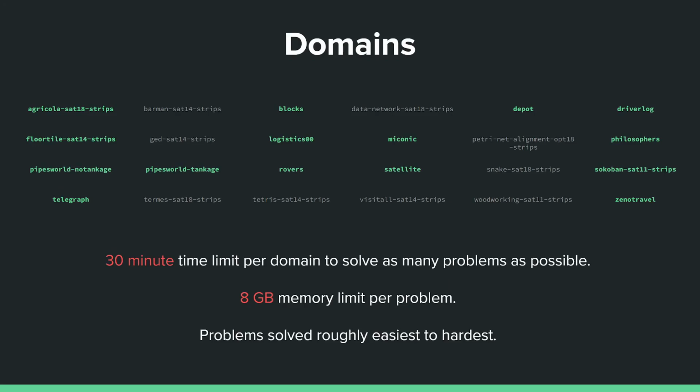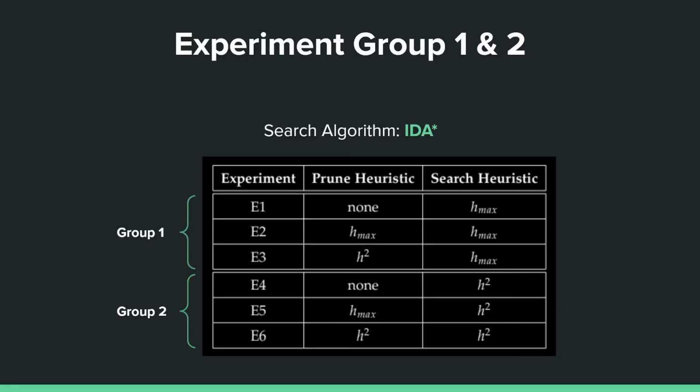So in order to test this out, we took a collection of 24 well-known planning domains and gave our software 30 minutes to solve as many problems as it could for each domain. Only 15 of these domains proved to yield any useful results. These experiments were split into multiple groups based on what search algorithm and search heuristic is used. Here are the first two groups of experiments, which both use IDA star, but one group searches with Hmax and the other with H2. Now remember that we're talking about two kinds of heuristics here.